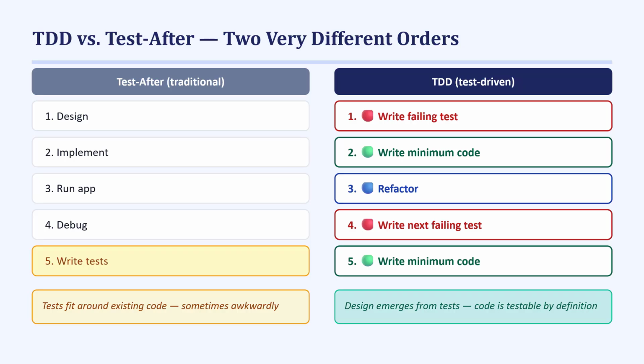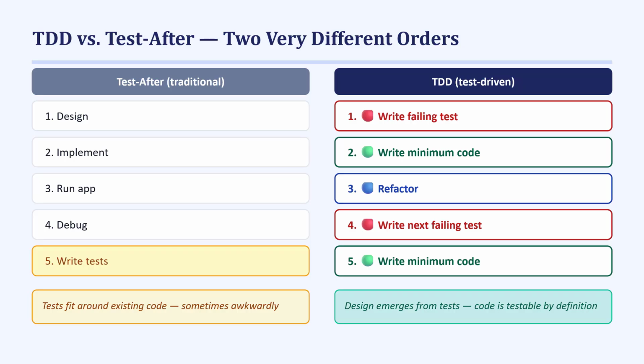And for those of you who are developers who've been doing this for a while, you're like, that really sounds backwards. And it is. It's deliberately backwards. The whole concept of test-driven development is that this constraint of writing the test first forces you to think about what the code should actually do before you have to think about how to implement it.